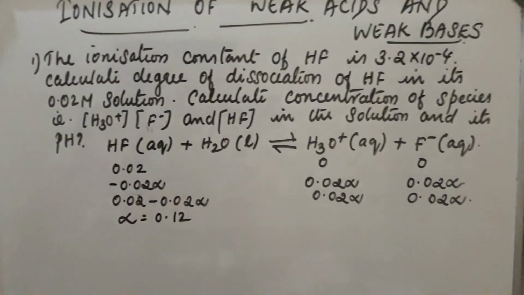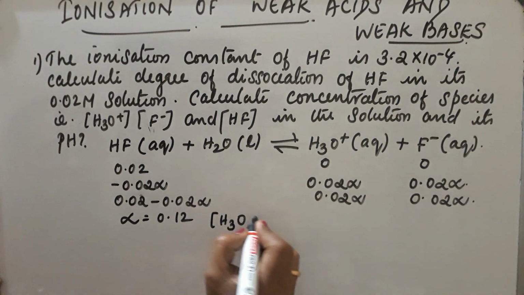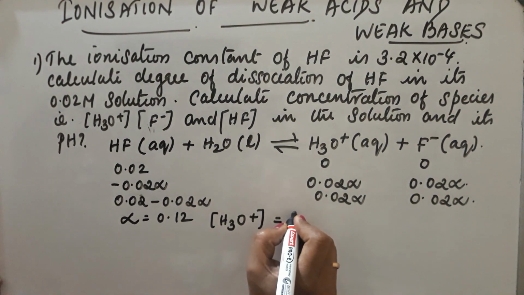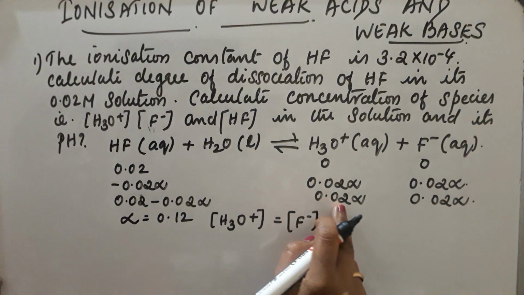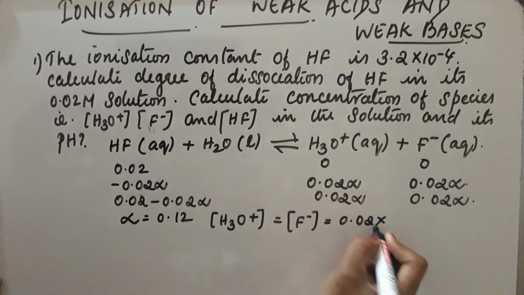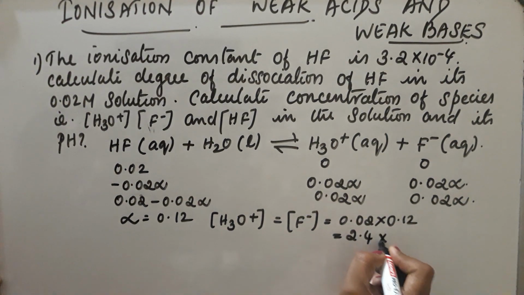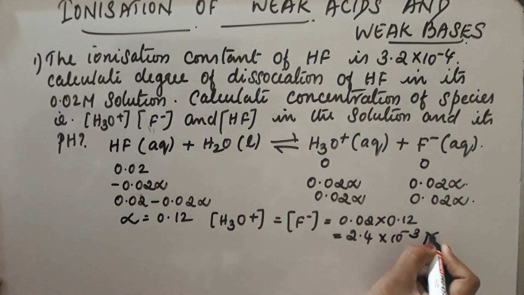Okay, so H3O plus concentration equals F minus concentration. Okay, both are same. This is equal to C alpha, that is 0.02 into 0.12. Answer is 2.4 into 10 raised to minus 3 molar.